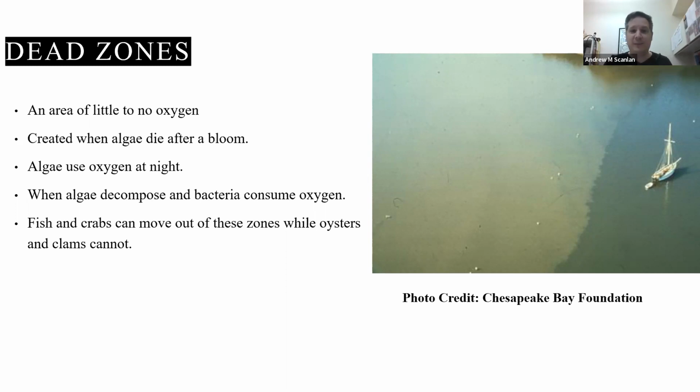So fish and crabs, which are mobile, can swim or crab walk out of the way of these zones, while oysters, clams, or shellfish cannot. So it can be very detrimental to industries such as the shellfish industry. The picture here on the right was taken by the Chesapeake Bay Foundation. You can kind of see this cloudy looking area there. That's where the dead zone is. So if you were to put an oxygen probe into the water, the oxygen level within that water would be very low, if not zero.